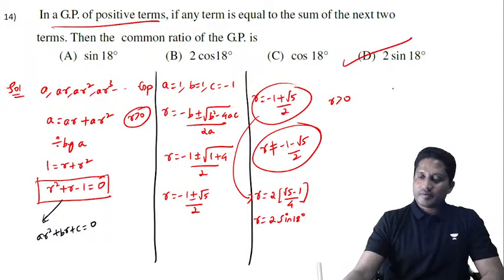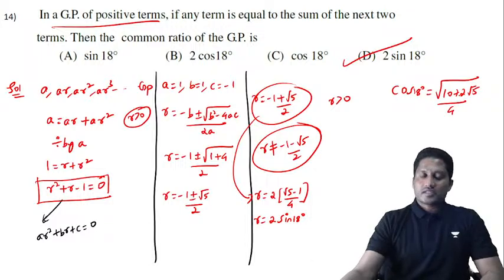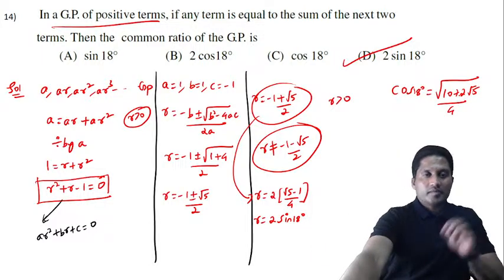Similarly, cos 18, remember these values. Cos 18 is root of 10 plus 2 root 5 by 4. Sine 36, cos 36, multiples of 18 will come.